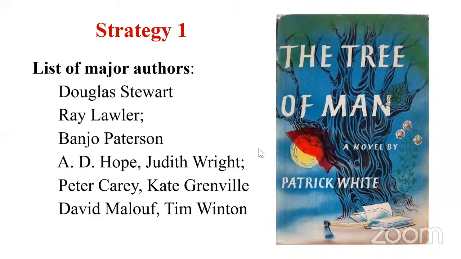So what you can do, let me know at least one novel by Peter Carey, Kate Grenville, David Malouf, or Tim Winton. Search out. Or at least one famous work by A.D. Hope, a poem or poetry collection by Judith Wright or Banjo Paterson. So this is the first step towards learning world literature or exposing yourself to world literature. Maybe here is a book, a novel by Patrick White, The Tree of Man.